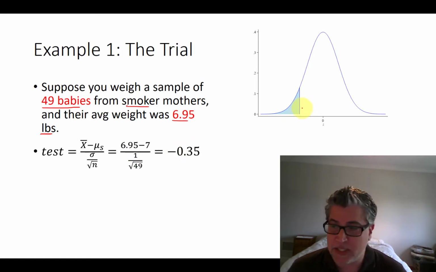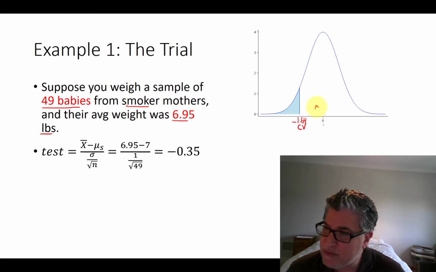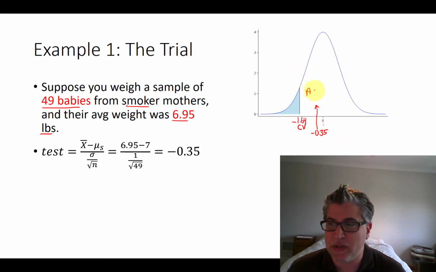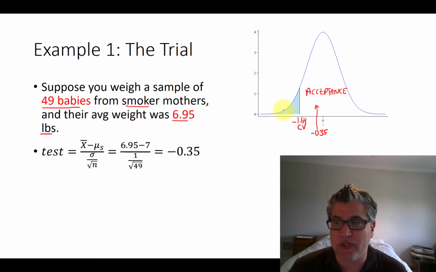Now our critical value was negative 1.64. Our test statistic was negative 0.35. Our test stat fell somewhere here. So we're in the acceptance region. We're not in the rejection region. We cannot reject the null.